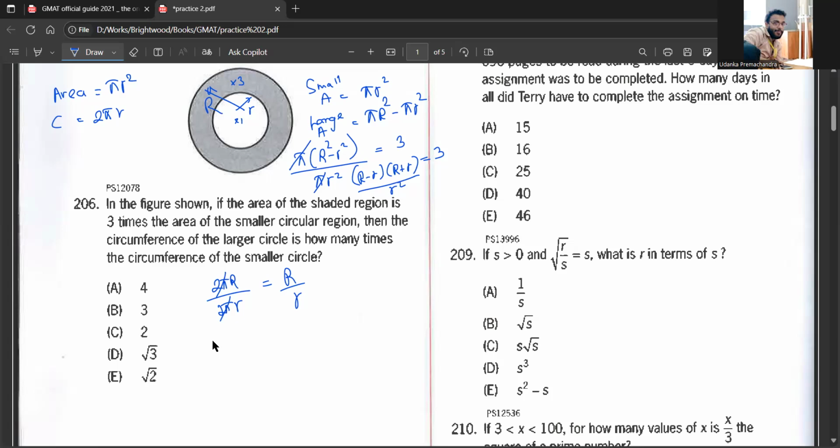How do you do it? It is mentioned that the area of the shaded region is 3 times the smallest region. 3 times the smaller region. If it is taken 3 times, what should be there?